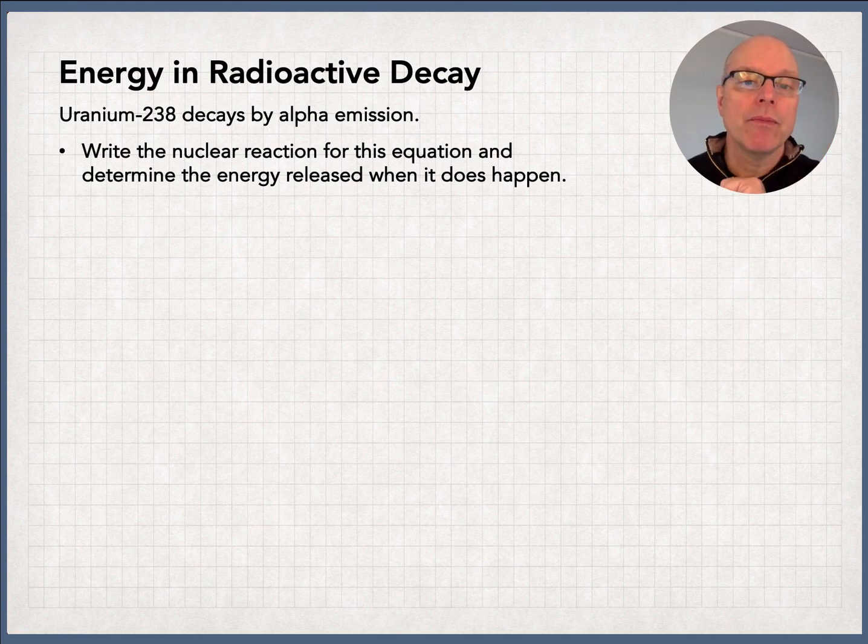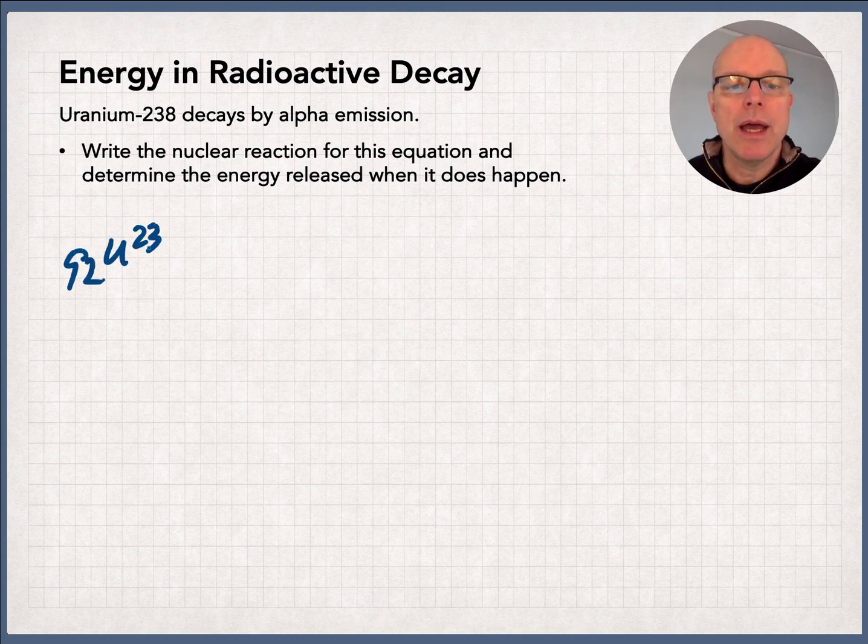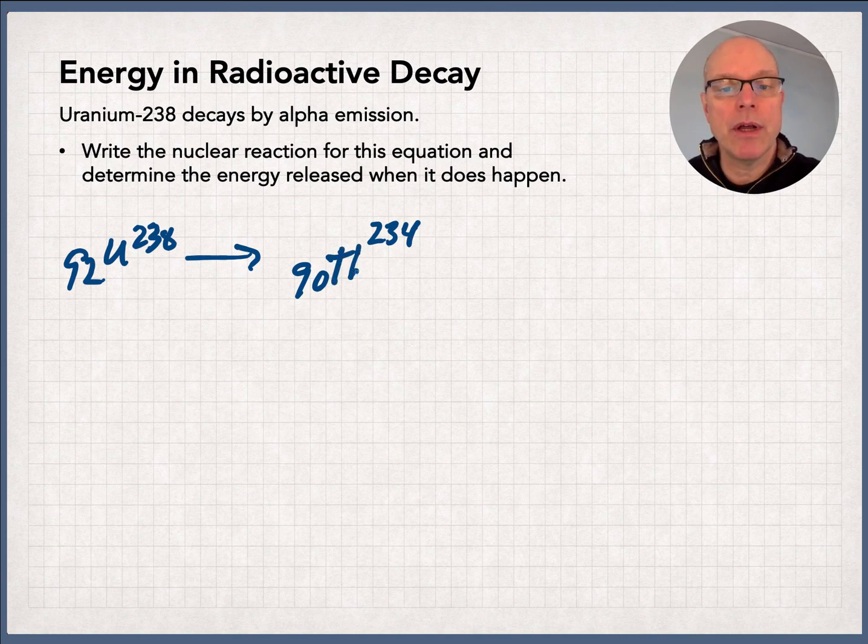So first thing, uranium-238 decays by alpha emission. Uranium-238 has the symbol 92U238. They ask us to write down the equation for it. If we spit out an alpha particle, that means we get 90, and 4 chunks of mass go missing, so we're going to be left with 234. I looked this up on my periodic table, and that's the element thorium. So I've got 90, thorium 234, and then here's our alpha particle.